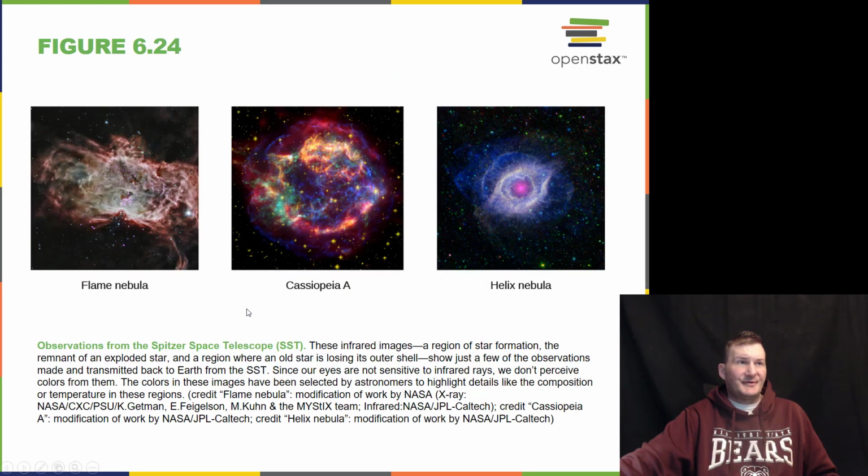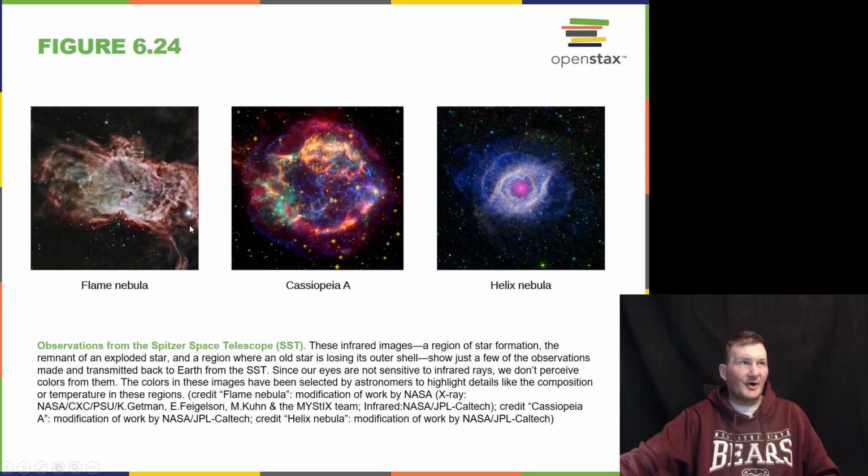We have a great space telescope called the Spitzer Space Telescope. You thought Hubble was the only one, but it's not. It's only one of several. And so the Spitzer Space Telescope looks at different types of spectra. These are X-ray images of the Flame Nebula, Cassiopeia A, and the Helix Nebula.